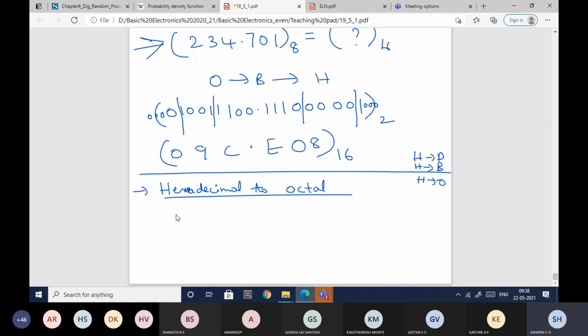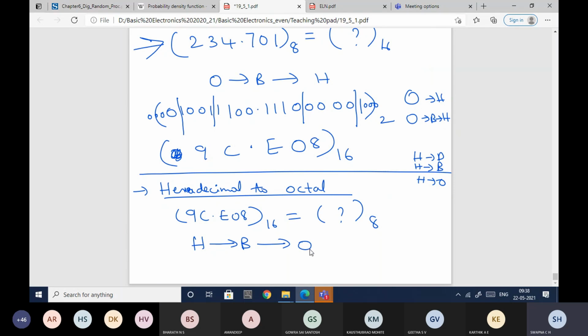I'll take this question only. The 0, whether it is there or not, it's fine. I'll take the same hexadecimal number 9CE08 base 16. I need to convert it to base 8. When we were converting from octal to hexadecimal, we didn't have a direct method, so we converted octal to binary, then to hexadecimal. In the same way, here I have to convert hexadecimal to octal. I don't have a direct procedure, so hexadecimal to binary first and then binary to octal. Just do this quickly.